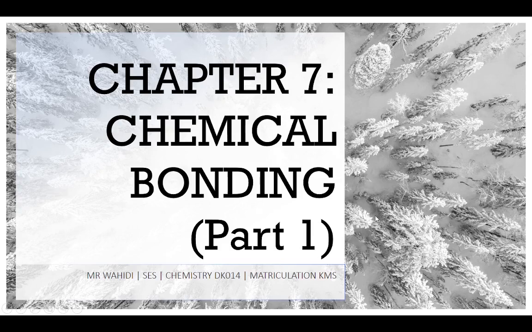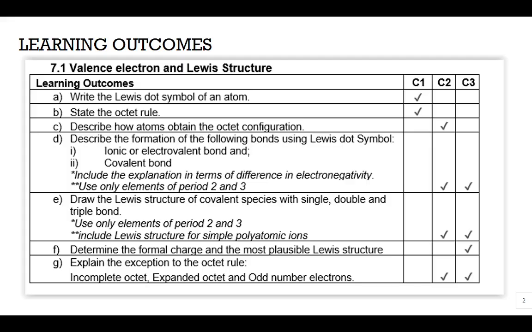We are going to proceed to chapter 7, which is a new topic about chemical bonding. So this is part 1. Today we are going to study about the Lewis dot symbol, the octet rules, and how to obtain the octet configuration. And we are going to also study about ionic and covalent bond. And if we can, we are going to study how to draw Lewis structure, calculate the formal charge, and explain the exception to the octet rule, whether it is incomplete, expanded, or odd number electron.